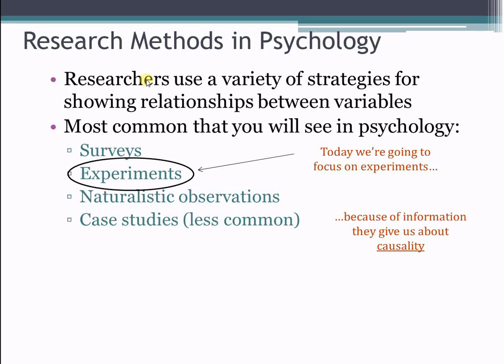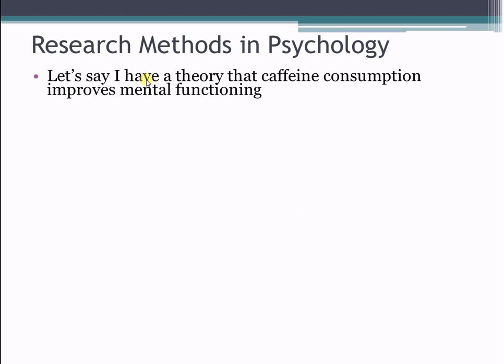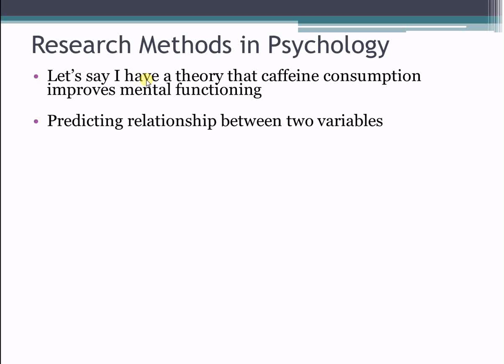So it's important to understand the logic behind experimentation, because experimentation is the only way that we as scientists in psychology can sort of get at this idea of causality. So I'm going to go through this example, and hopefully this makes some sense. We can talk about this on the discussion boards this week. So let's say I have this theory that caffeine improves mental functioning. People who consume caffeine, they just have higher mental function. I'm predicting a relationship between two variables, caffeine consumption and mental functioning.